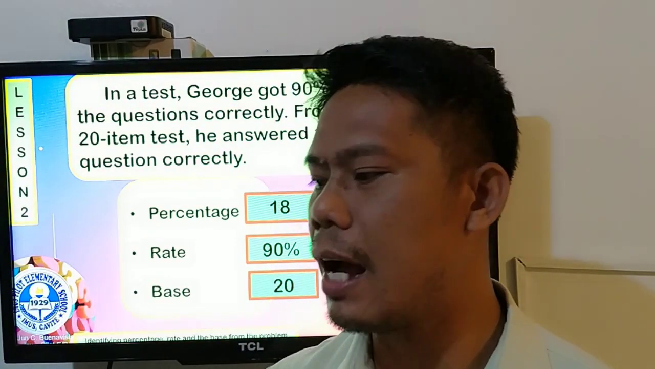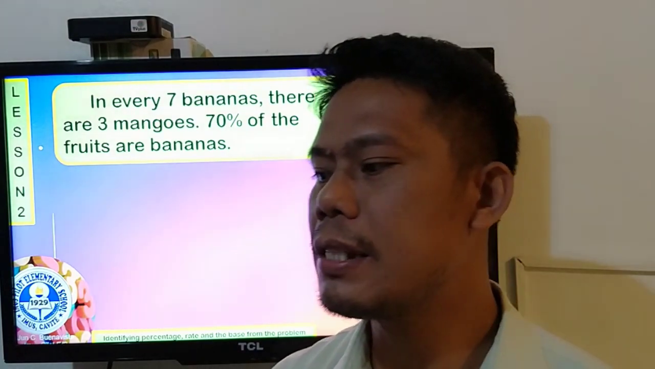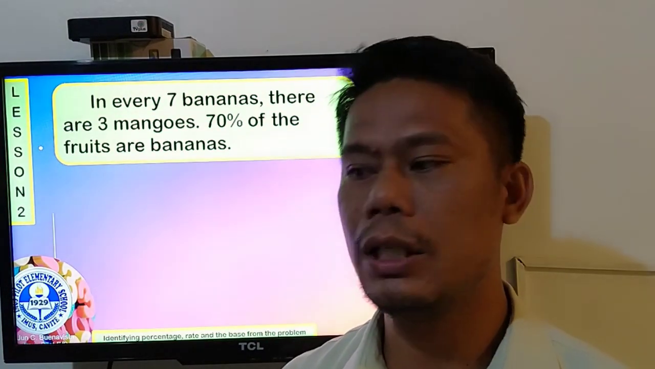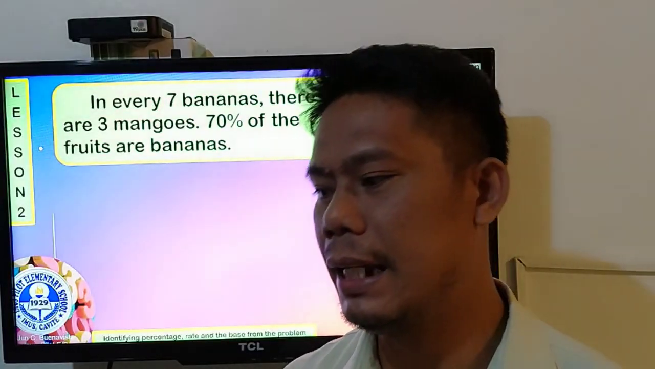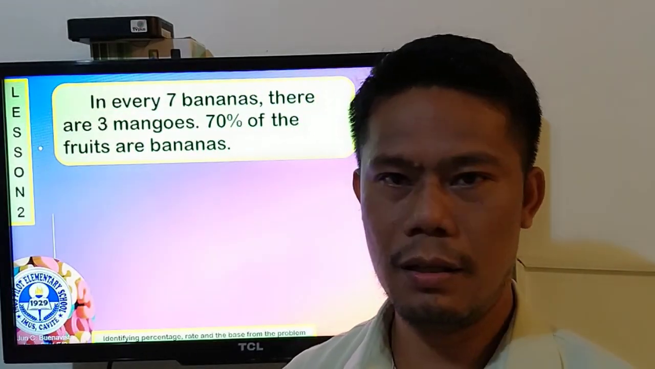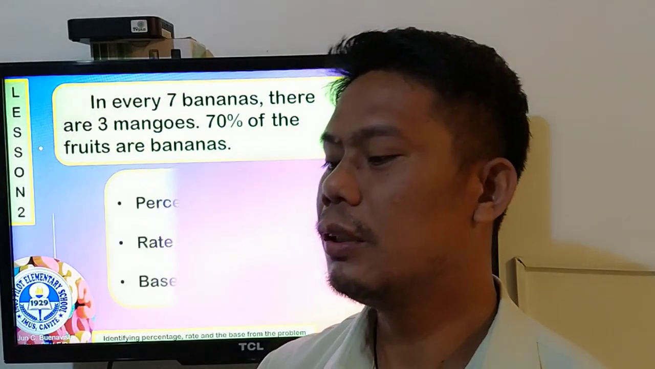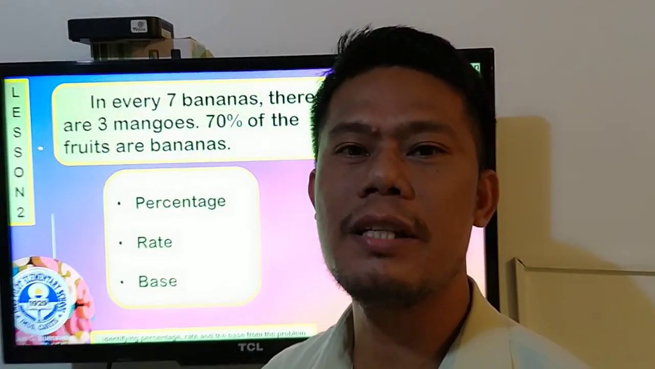Okay, let's have another example here. In every 7 bananas, there are 3 mangoes. 70% of the fruits are bananas. Now, okay, let's say, what is the percentage in that problem?